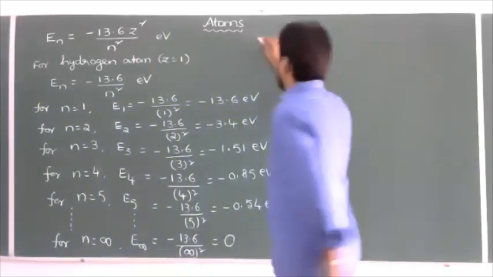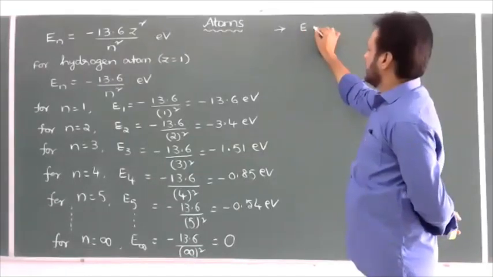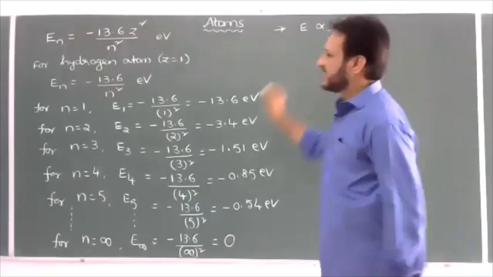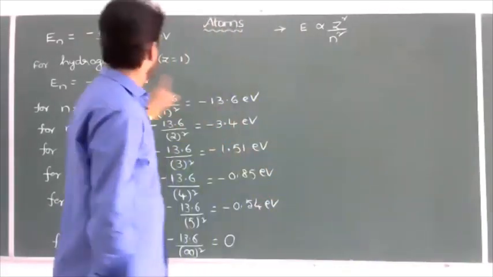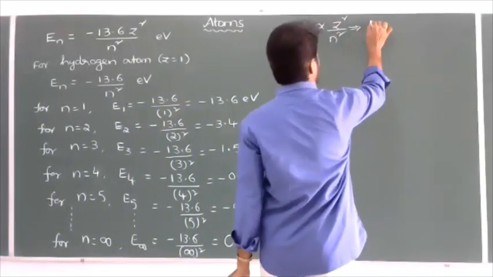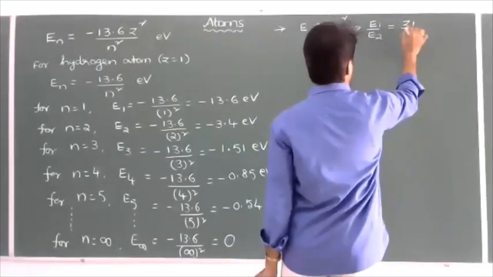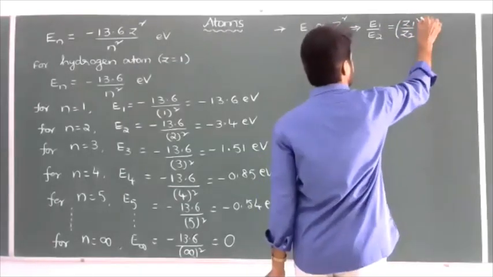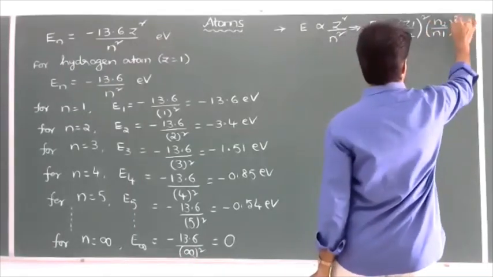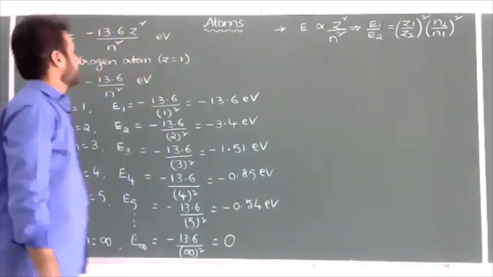And one more, magnitude of energy, and if you take quantum number and atomic number, we can write E is proportional to Z square by N square. There are various orbits given, we can write like this, E proportional to Z square by N square. That implies E1 by E2 is equal to Z1 by Z2 whole square into N2 by N1 whole square. You should write inversely proportional to quantum number magnitude, but directly proportional to square of the atomic number.